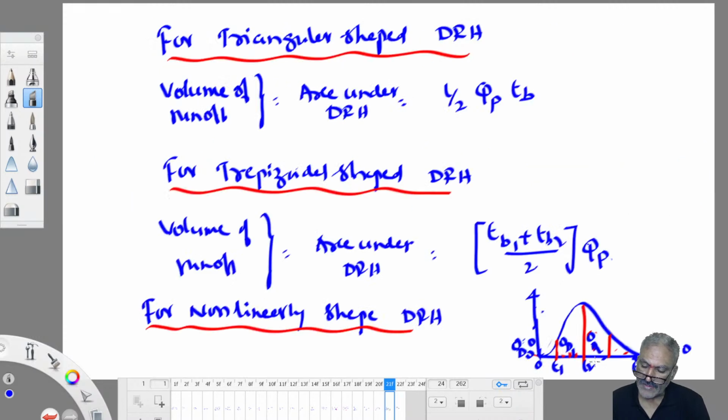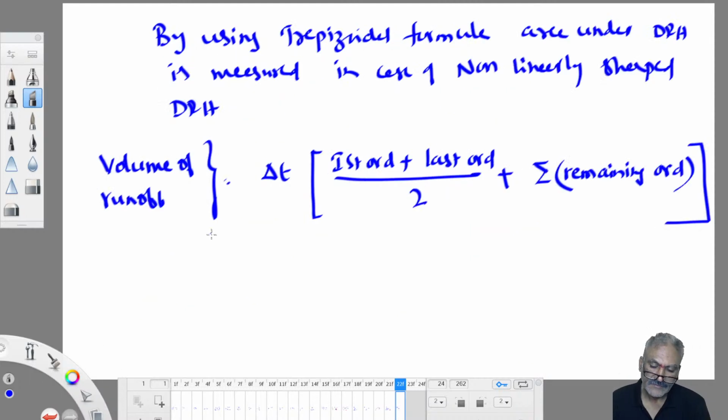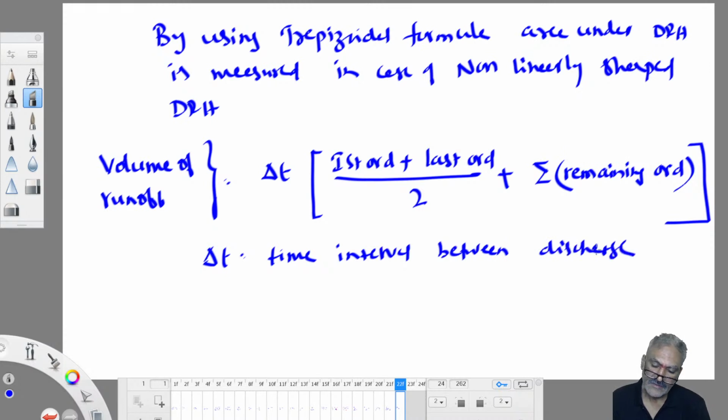Delta T is the time interval between the ordinates. Between T1 to T2, T2 to T3, these are called delta T. Time interval between discharge ordinates. That's how we can find out. So volume of runoff you can work out by using the trapezoidal formula. Okay? So I've given enough information to work out runoff resulting from a catchment by using hydrographs.